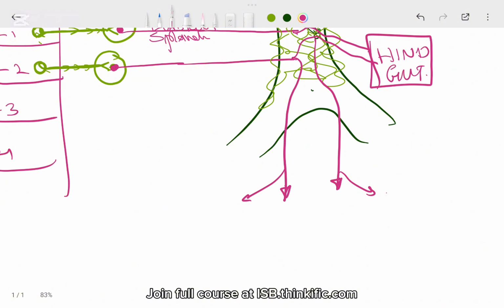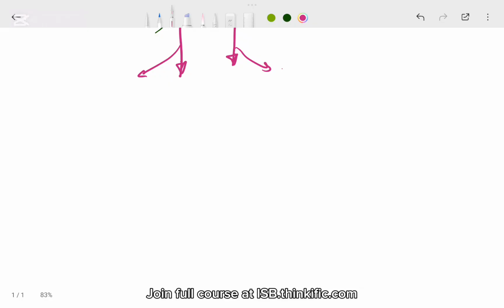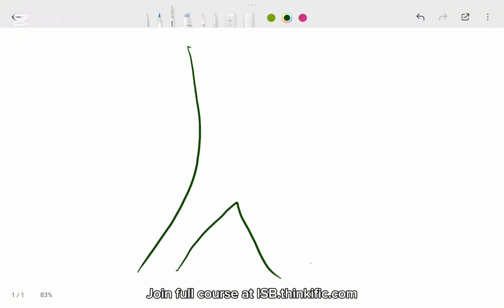Now, it is time to talk about the pre-aortic plexus, guys. What is the pre-aortic plexus? It is just a group of nerves located in relation with the abdominal aorta and its bifurcation site at L4. Again, the celiac artery, superior mesenteric and inferior mesenteric.